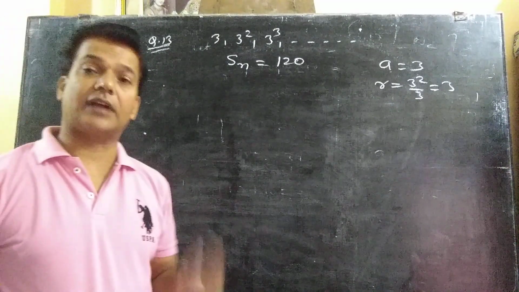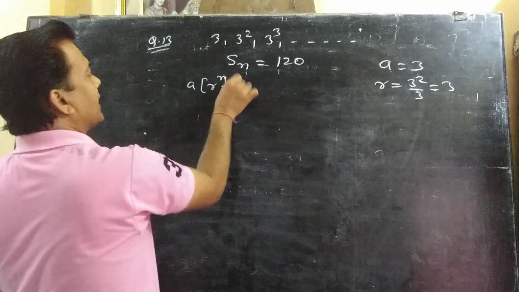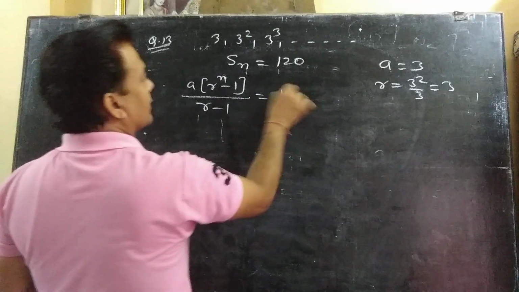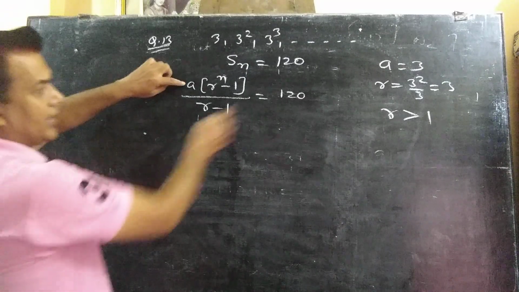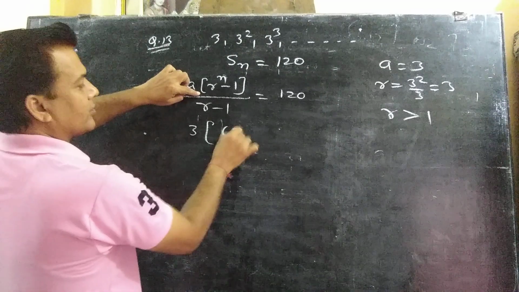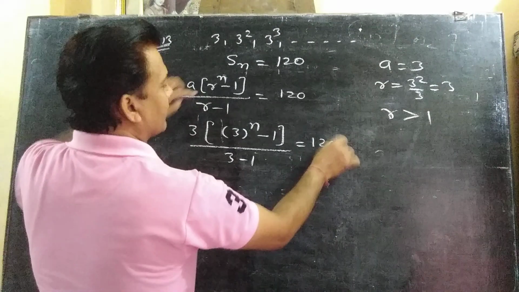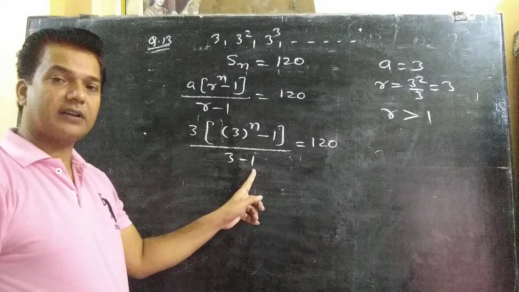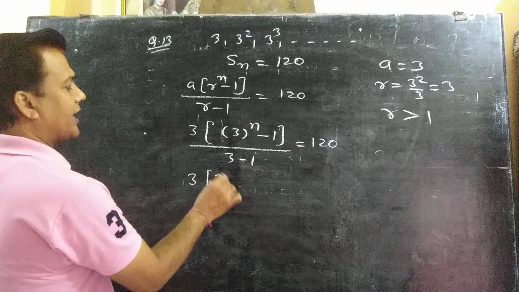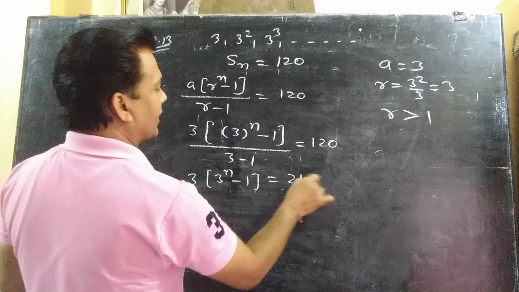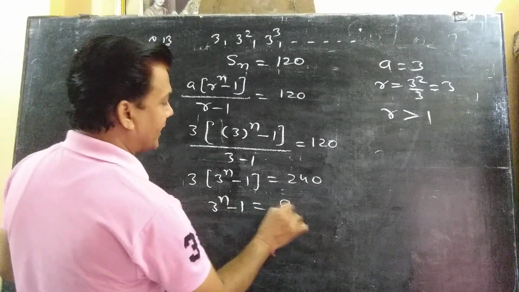Now we have to find out n, and we know that Sn is given by a into r raised to n minus 1 upon r minus 1 if r is greater than 1. Then we are taking this, substitute the value, a is 3, r is also 3, 3 raised to n minus 1 upon 3 minus 1 is equal to 120. 3 minus 1, 2. Cross product of 2 at this place. So 3 into 3 raised to n minus 1 is equal to 240. Divide by 3 in that direction. 3 raised to n minus 1 is 80.